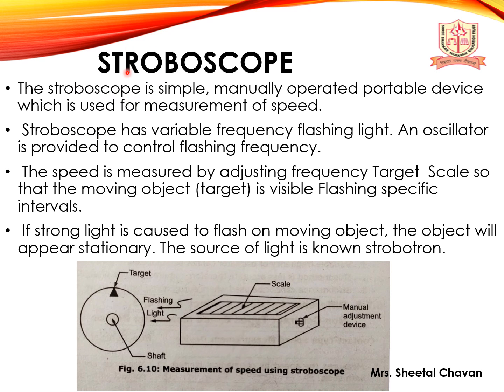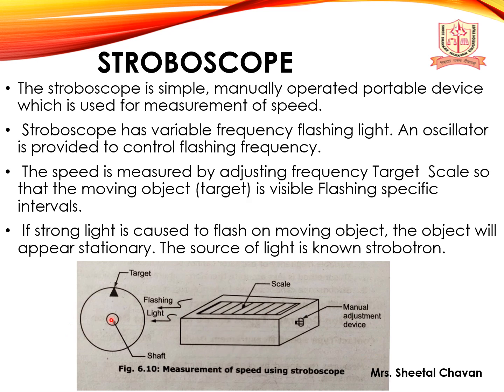The next instrument is the stroboscope. The stroboscope is a simple, manually operated, portable device which is used for measurement of speed. It has a variable frequency flashing light, and an oscillator is provided to control the flashing frequency. The speed is measured by adjusting the frequency on the scale so that the moving object or target is visible at flashing specific intervals. If a strong light is caused to flash on a moving object, the object will appear stationary. The source of light is known as the strobotron.